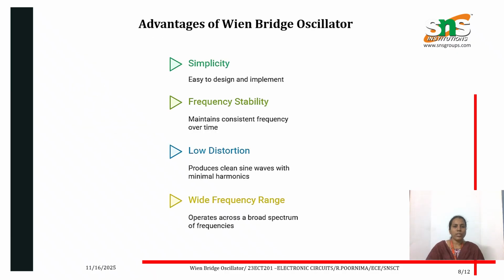What are the advantages of Wien Bridge oscillator? The circuit is simple, it is easier to design and implement in the oscillator circuit, and it also provides stable frequency output, and a clean sine wave with low distortion and wide frequency range. It operates across a broad spectrum of frequencies.